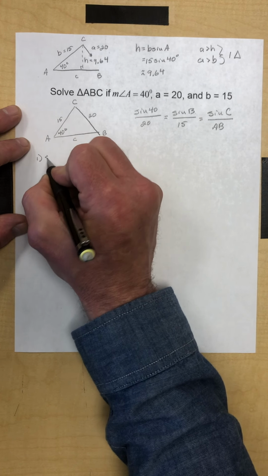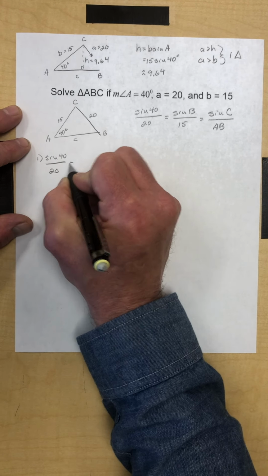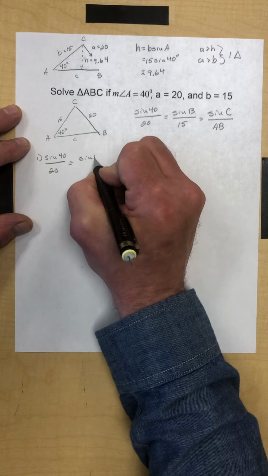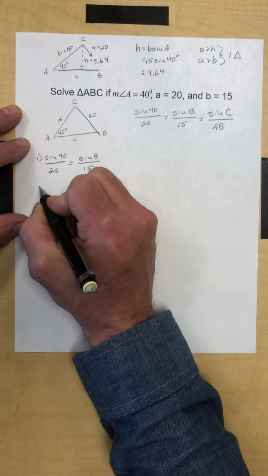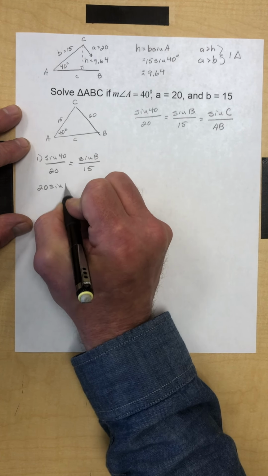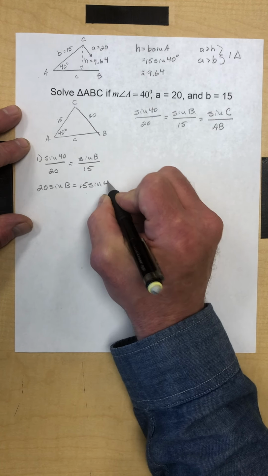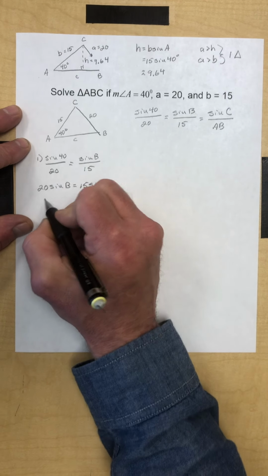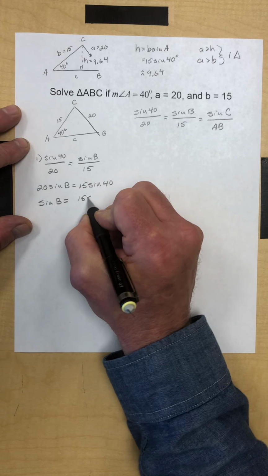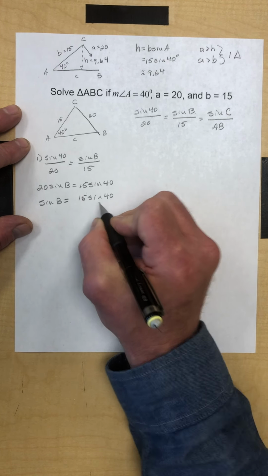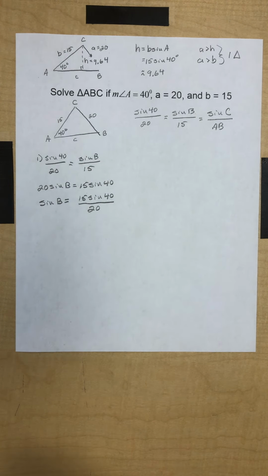The first thing I do: the sine of 40 degrees over 20 equals the sine of angle B over 15, and then I take my cross products. So I have 20 times the sine of angle B equals 15 times the sine of 40 degrees. Divide by 20. So the sine of angle B will be 15 times the sine of 40 degrees, all divided by 20. Now I need the measure of angle B.